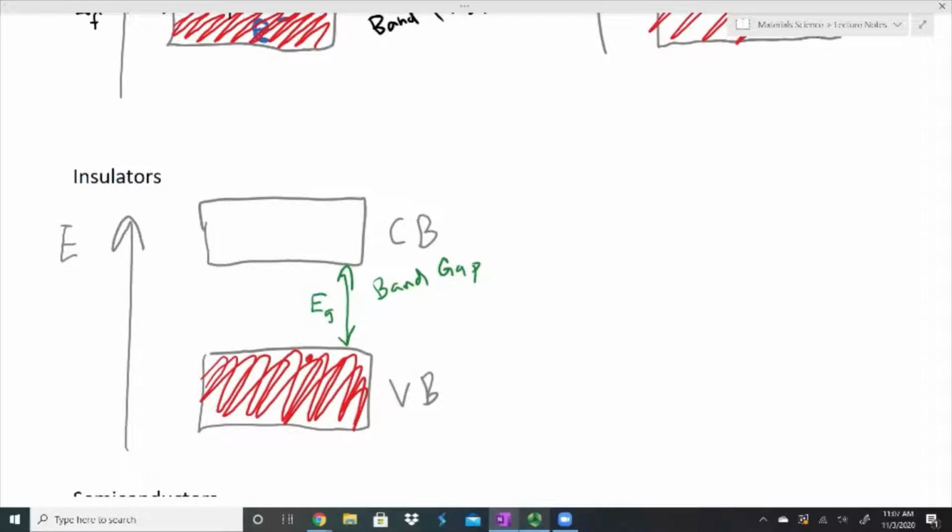And for something to be considered an insulator, my band gap energy has to be greater than 2 or 3 electron volts. Now, I know that's not a hard and fast rule, but it really just depends on how much of an insulator you're looking at, whatever the application happens to be. But if it has more than 2 or 3 electron volts of a band gap, we're going to call it an insulator. The reason for that is, again, this gap is too big for me to be able to push an electron from the valence band up to the conduction band.